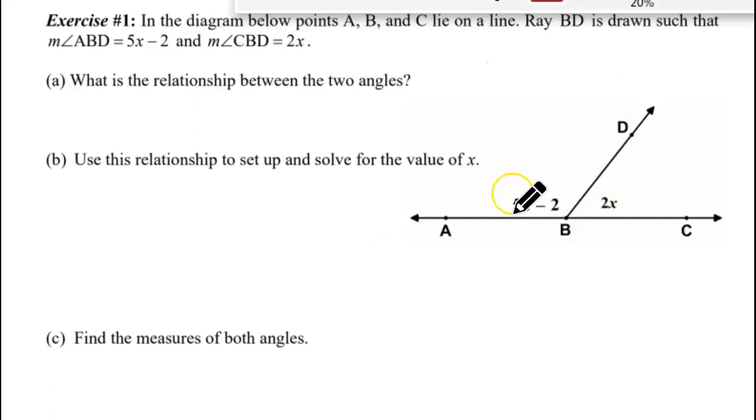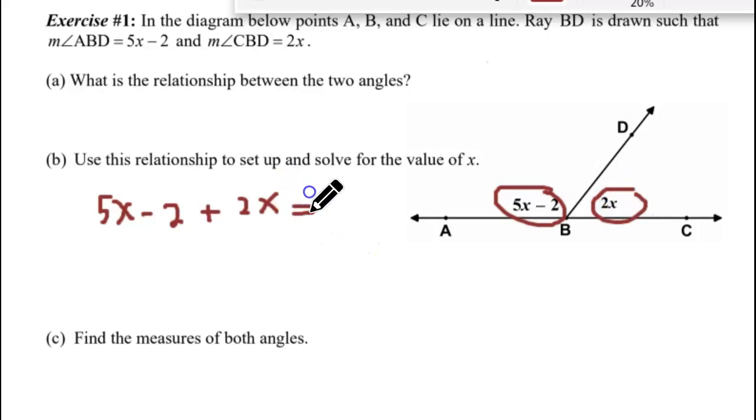Thank you, Dania. So with this, I'm going to solve it because I know this side and that side of the angle is equivalent to 180. So what I could do is equate these two angles to 180. We write 5x minus 2 plus 2x, this angle plus this angle, is equivalent to 180.